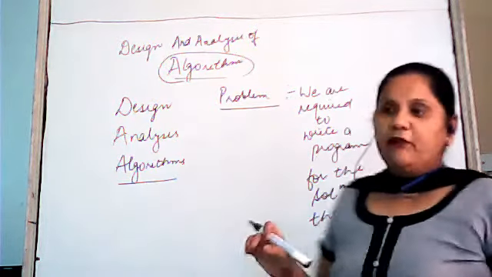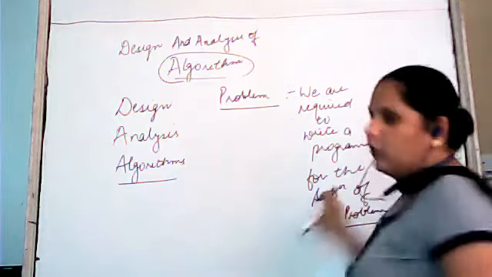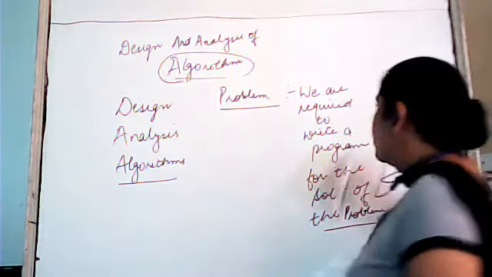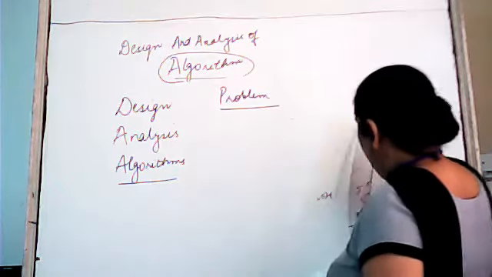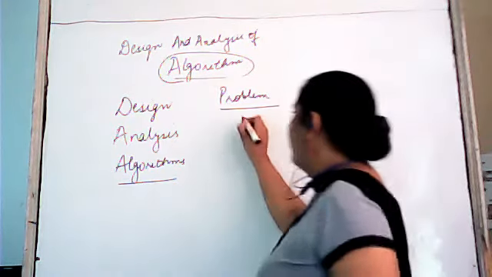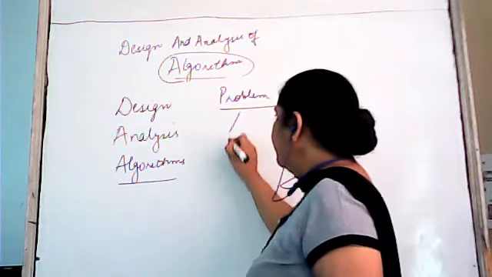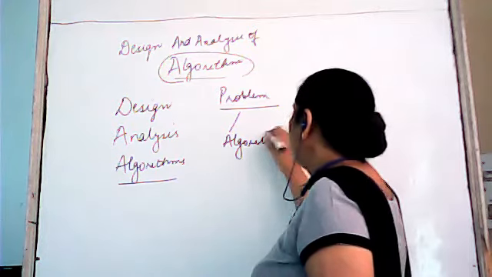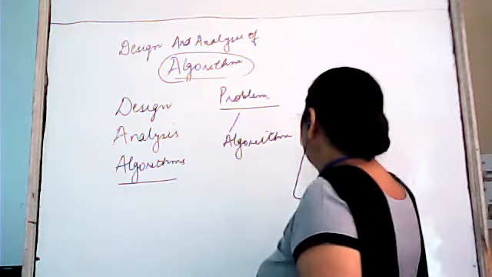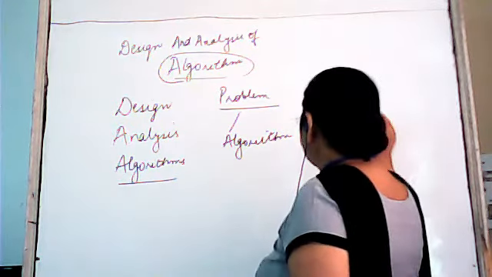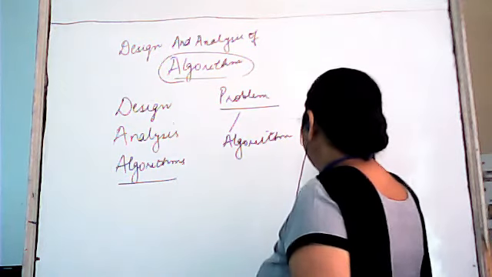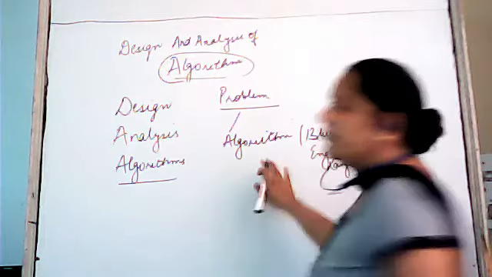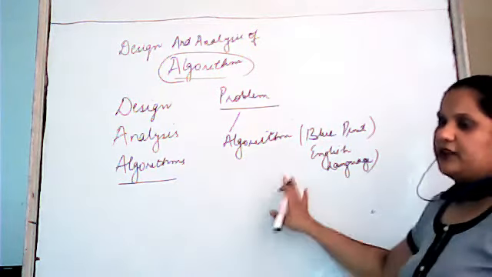But before writing the code, we need to understand what the problem is all about. Fine. So that means we have to write the algorithm, that is the blueprint, in your simple English language, in order to understand the solution of the problem, what it is giving you.